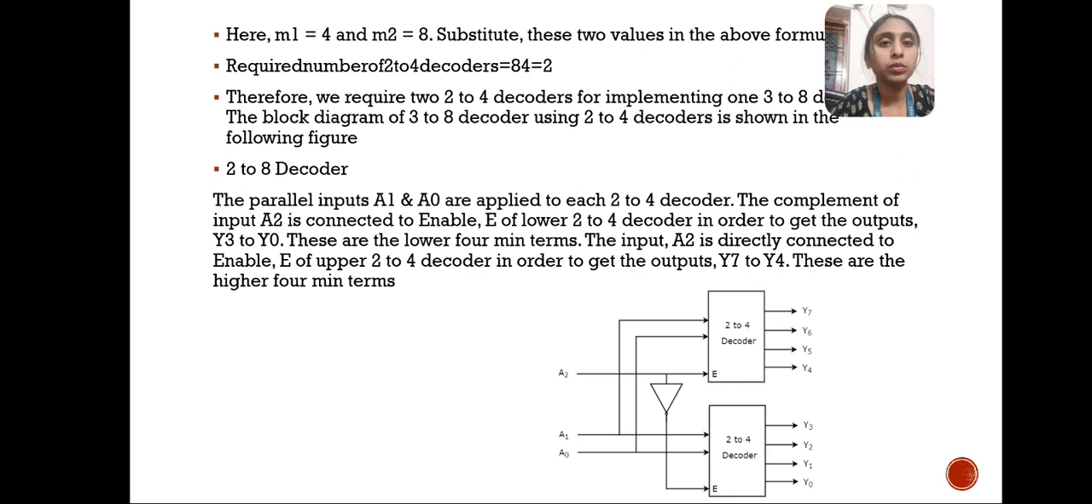To implement one 3 to 8 decoder, we use two 2 to 4 decoders, as shown below. The parallel inputs A1 and A0 are applied to each 2 to 4 decoder. The input A2 is connected to the enables: for the lower 2 to 4 decoder, A2 is complemented to get the outputs Y3 to Y0, which are the lower 4 minterms. The input A2 is directly connected to the enable E of the upper 2 to 4 decoder to get the outputs Y7 to Y4, which are the higher 4 minterms.